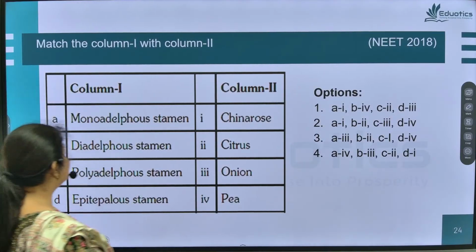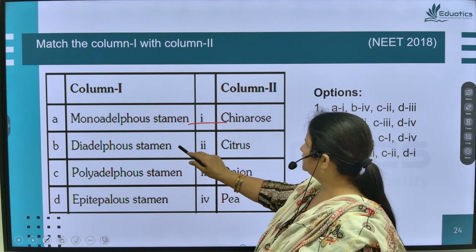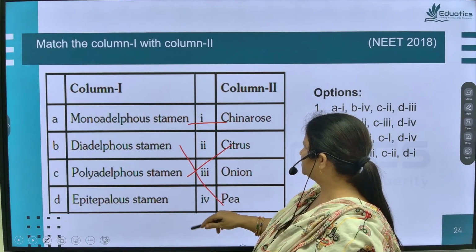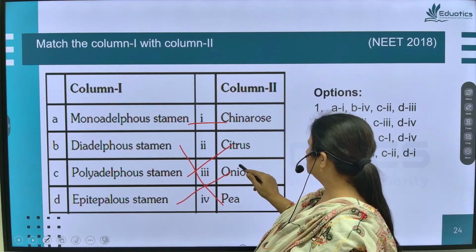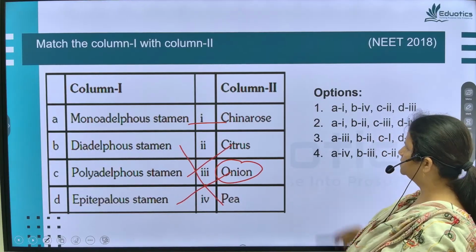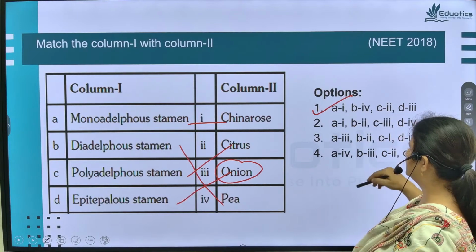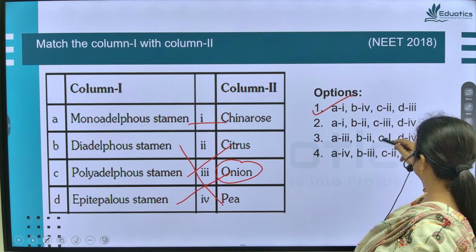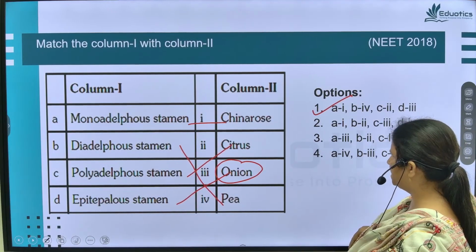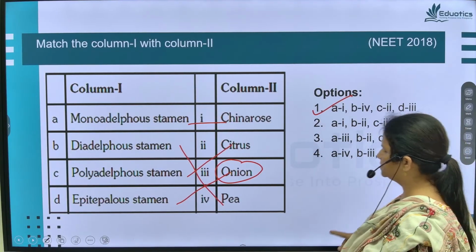Match the column, again the same question is there. Monoadelphous stamens, China rose. Diadelphous stamens, pea. Polyadelphous stamens, citrus. Epipetalous stamens, onion, which is an example of the family Liliaceae. So A first, B fourth, C second, and D. A first, monoadelphous, B fourth, pea, polyadelphous, citrus, C second, and D it is third.